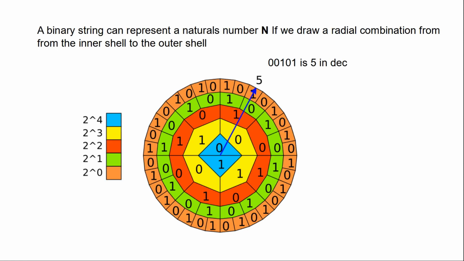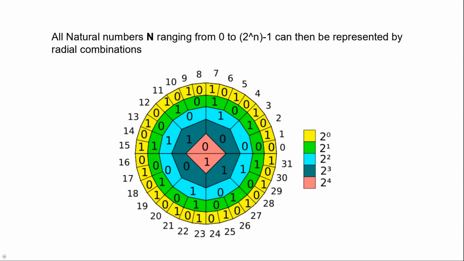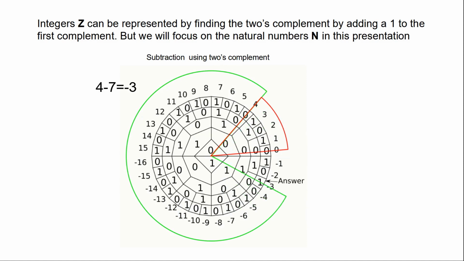Binary strings can represent natural numbers n if we draw radial combinations from the inner shell to the outer shell. All natural numbers n ranging from 0 to 2^n - 1 can then be represented by radial combinations. Integers z can be represented by finding the 2's complement, by adding a 1 to the first complement. But we will focus on the natural numbers n in this presentation.